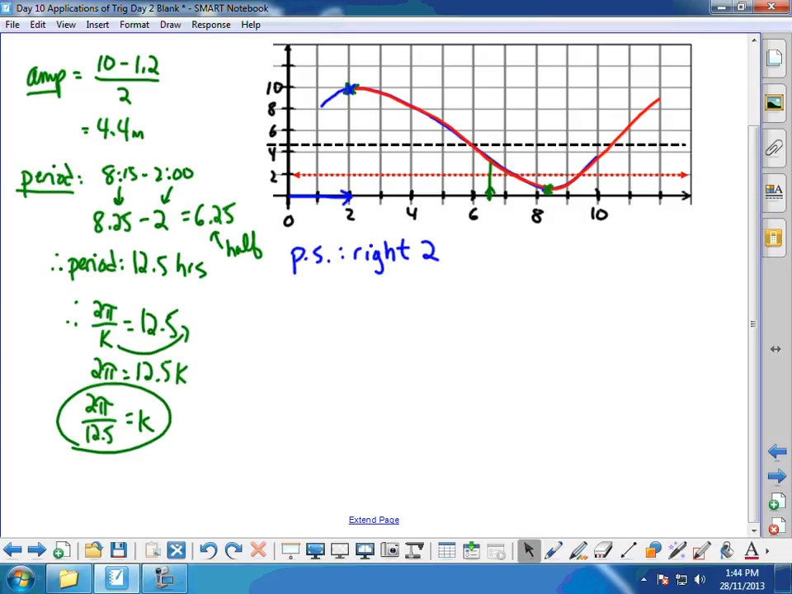The amplitude is 4.4. That means the distance between the top and the middle is 4.4, and the bottom to the middle here is 4.4. That doesn't mean that it's at 4.4. Where is that spot? Right here, this is going to be the vertical translation. I'm going to go from the maximum point. The maximum point is 10. If the amplitude is 4.4, then it must be at 5.6.